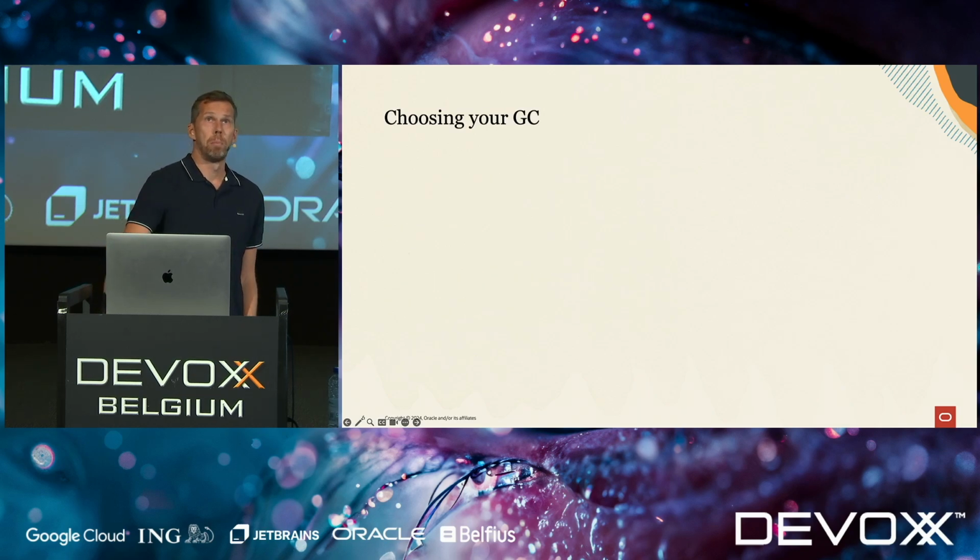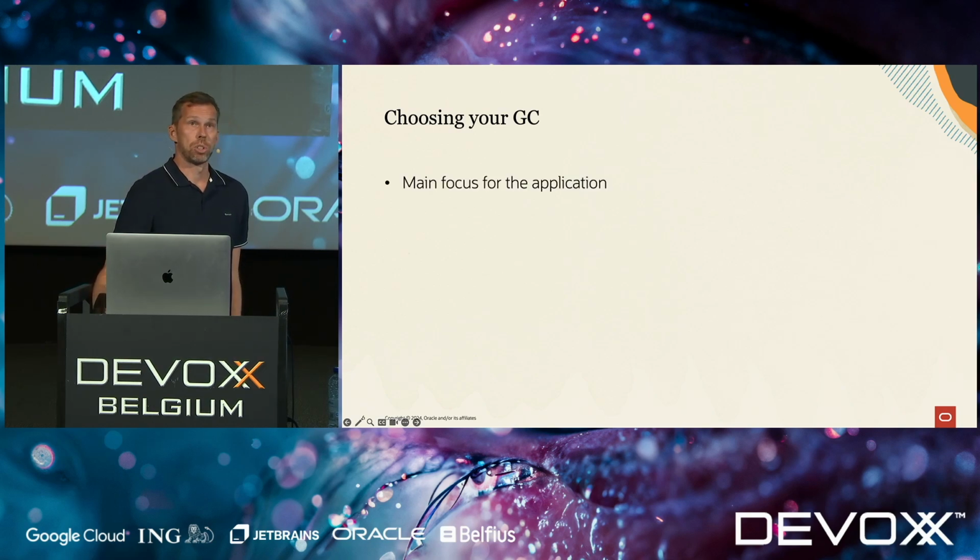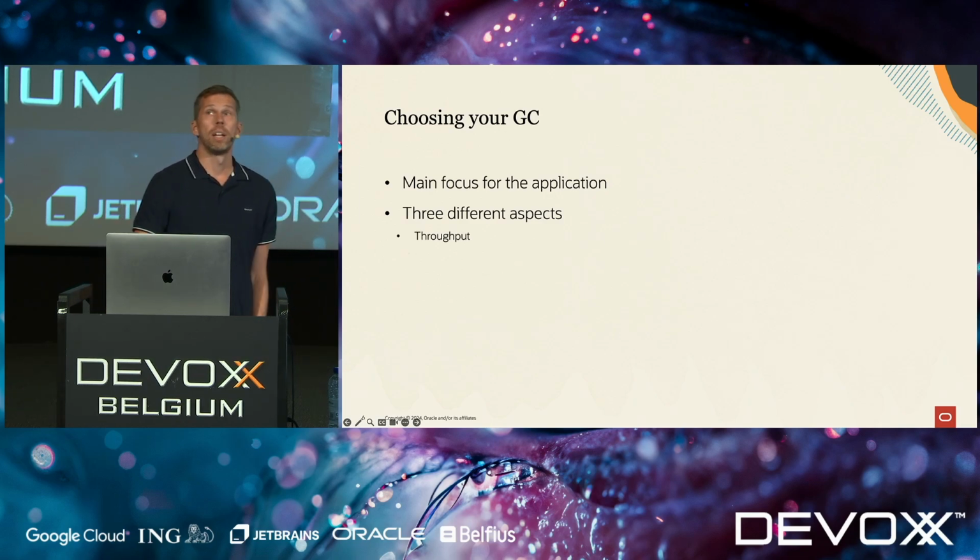So now you know a bit more about how garbage collection works, but what might be more important to you is which GC to choose among the ones that we have available in OpenJDK or Java. To know that, you need to figure out what's the main focus of your application. We usually talk about three different aspects when we design GCs and try to focus them on different things. The first being throughput, which is basically the raw number of transactions that you can complete in a set amount of time.